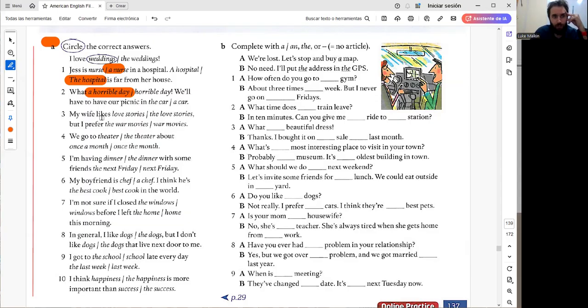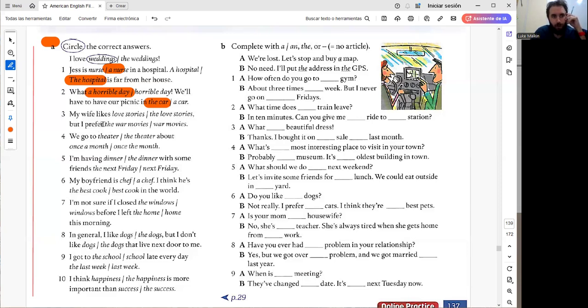We'll have to take our picnic in the car. We know which car we're talking about, right? A day can be many possible days. The car can only be one specific car. You know what car I'm talking about.